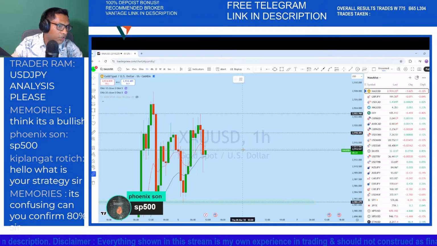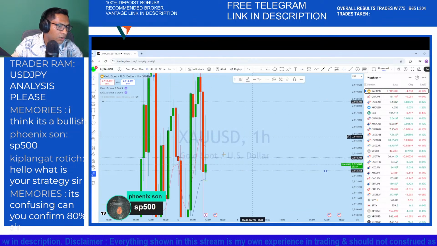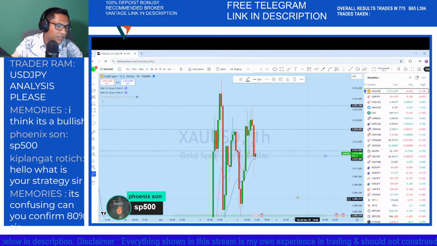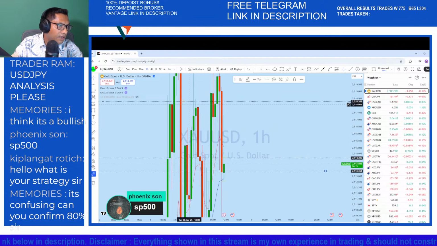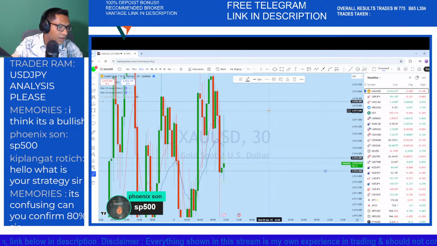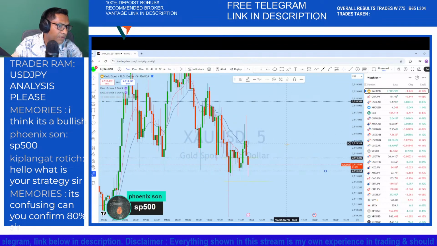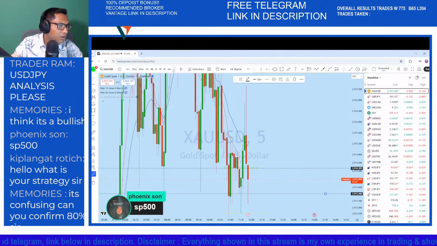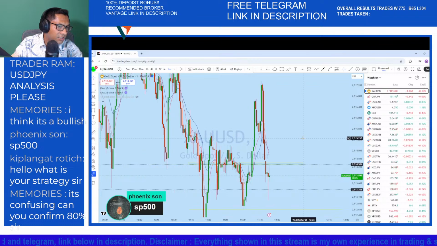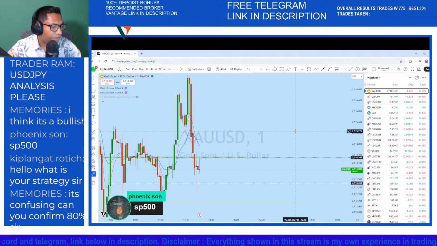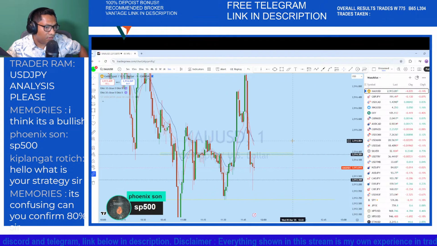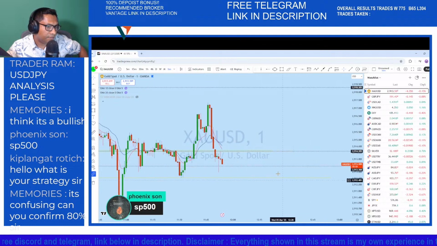This is a 1 hour support here, and from this 1 hour support we'll be waiting to see if the market has an upside bias. Okay, so on the lower time frame price action, 5 minutes, we would like to see that the market is trending. All right, so we'll see.